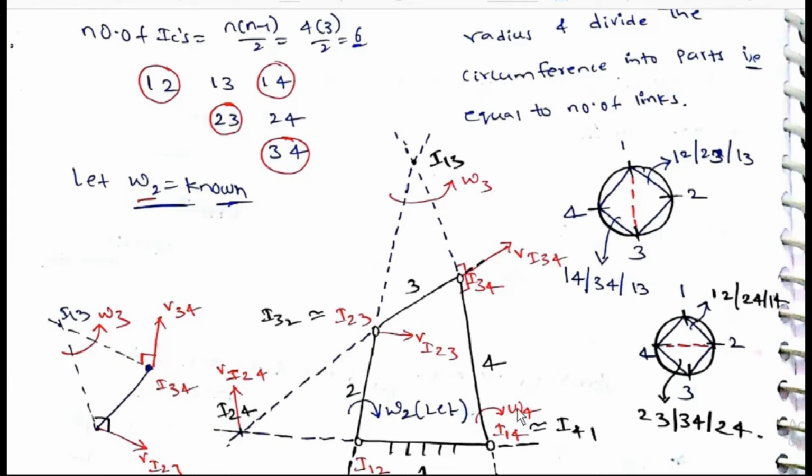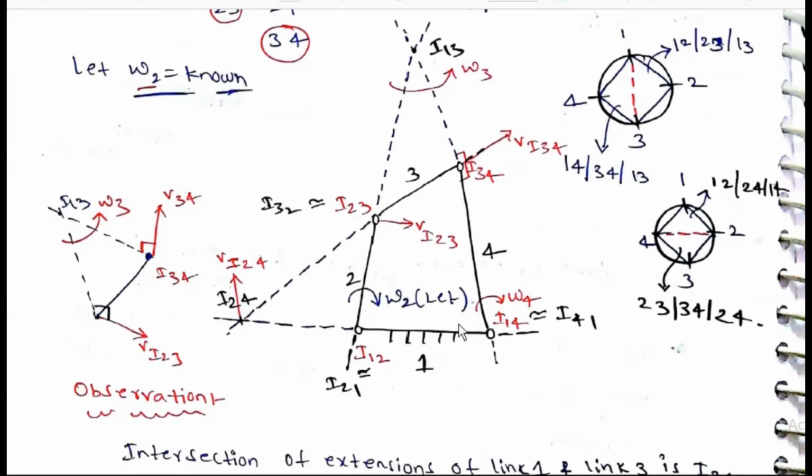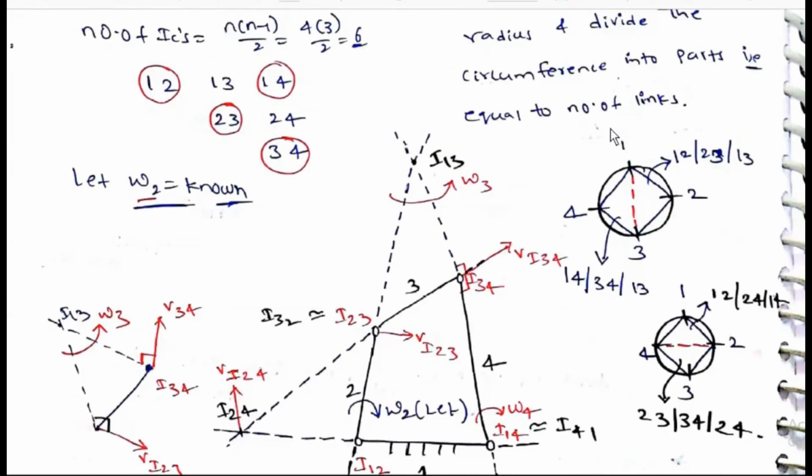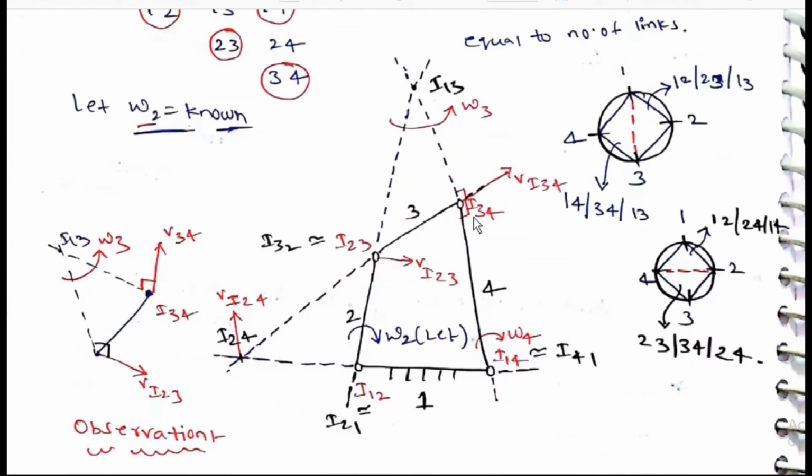So 1 4 and 4 3, draw a line; 1 2 and 2 3, draw a line. Their point of intersection will be I13. To get I24, we can use 1 2 and 1 4, draw a line, then 4 3 and 2 3, draw another line. We will get I24.